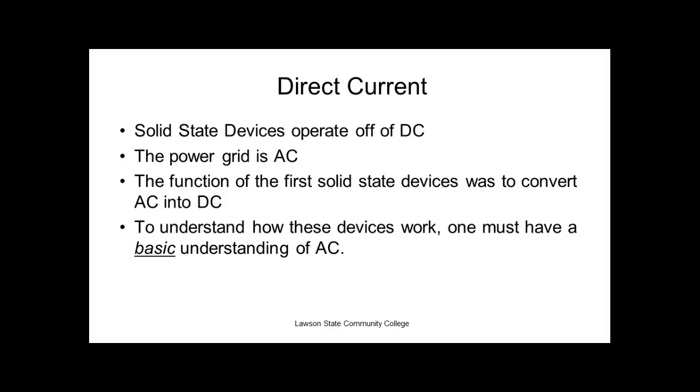Solid state devices operate off DC. The power grid is what? AC. A function of the first solid state devices was to convert what? AC to DC. The first vacuum tube they came out with was what they call a diode tube. And it converted what? AC to DC. But to understand how these devices work, one must have a basic understanding of alternating current. Are we okay?